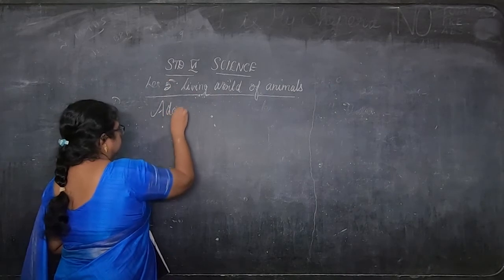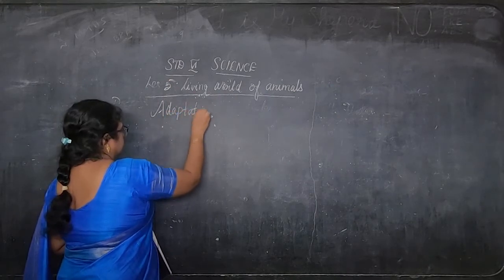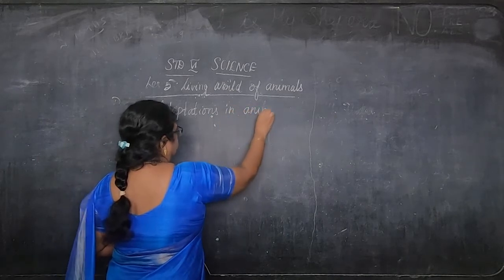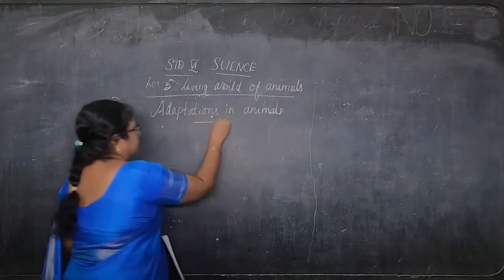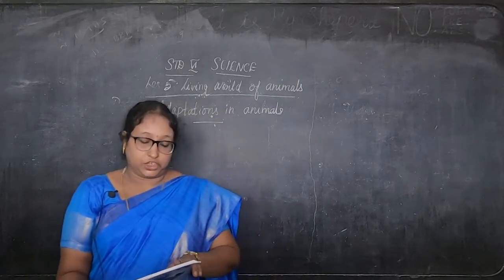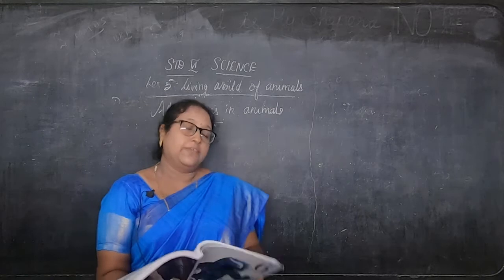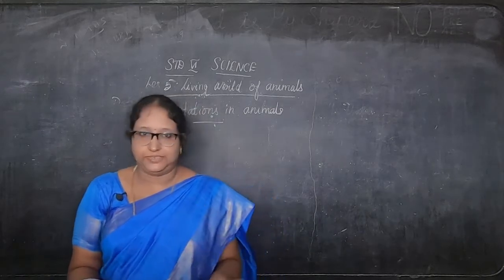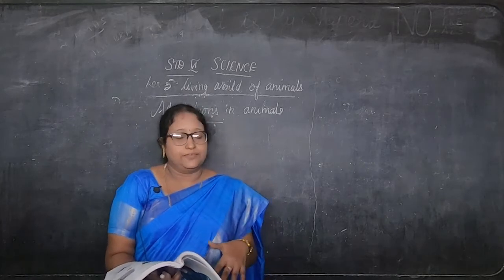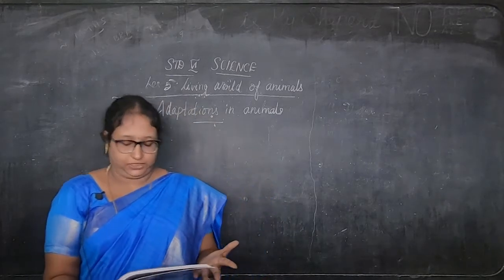Adaptations in animals. Okay children, so adaptations in animals. Animals vary in size, shape and behavior. Behavior means their action, their activity. Size you know, shape you know, and behavior is nothing but their activity, okay children.